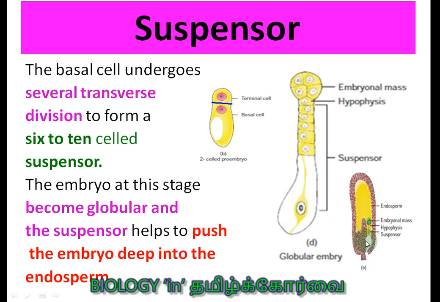One end of the suspensor is here, and now the suspensor is pushing the embryonal mass, you see here, into the endosperm. And you know very well, endosperm is a nutritive tissue. In order to get the nutrients from the endosperm for its development, the embryonal mass is pushed very deep into the endosperm. So that is the purpose of this suspensor.